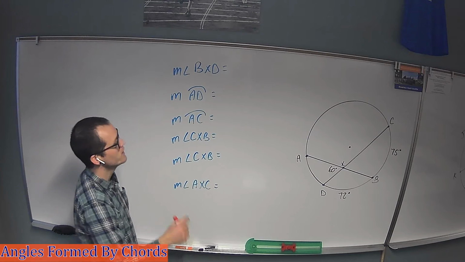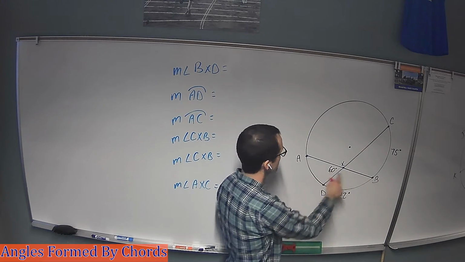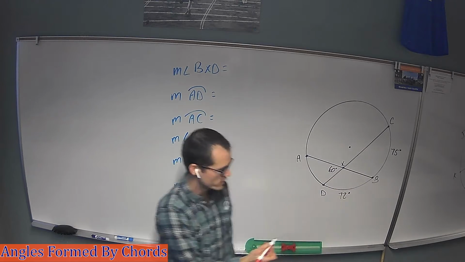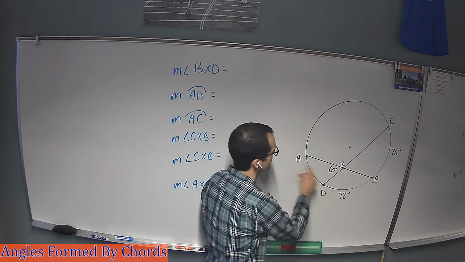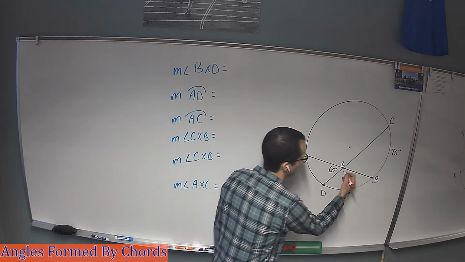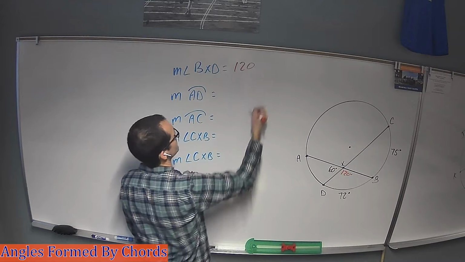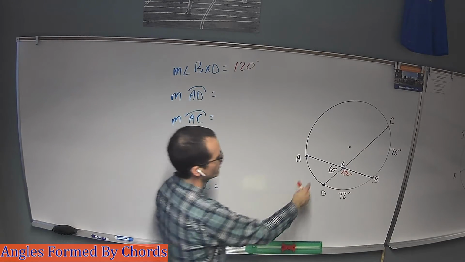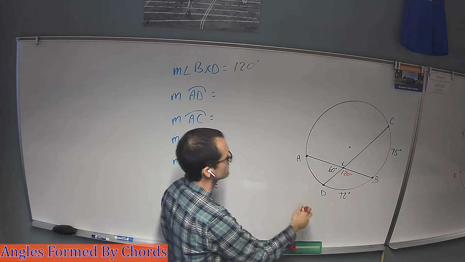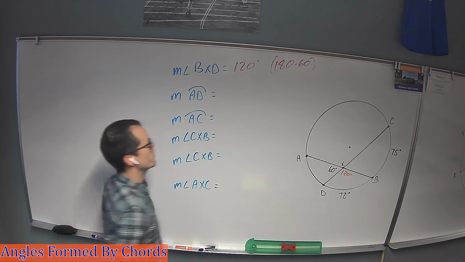First, the measure of angle BXD. Let's find it. B to X to D. Well, it looks like it lies on the same line AB, so these are linear pairs, meaning that the angles BXD and AXD must be supplementary. They add up to 180 degrees. That makes this angle here 120 degrees. And again, the reason why we know this is because these two have to add to 180, so we subtracted 60. So showing my work, I would do something along those lines.